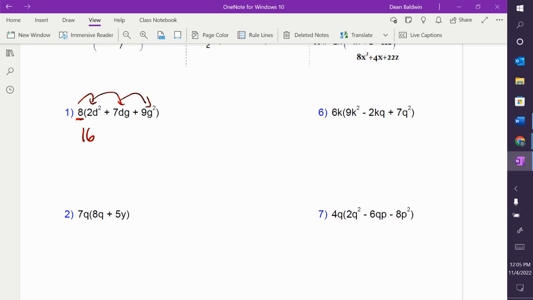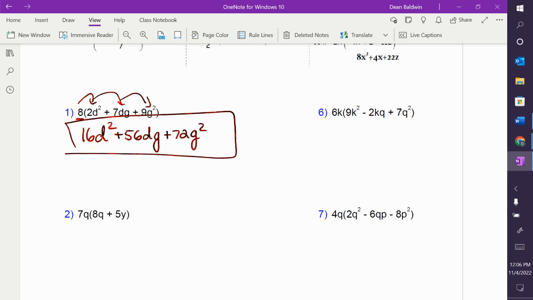16. Does the d squared change? It does not, because there's no variable with the 8. So you get 16d squared. What about the 7? 7 times 8 is? 56. Do the variables change? No, it's just d and g. And then the final one is 9 times 8, which is 72, g squared. So you just take that letter or that number and distribute it in.